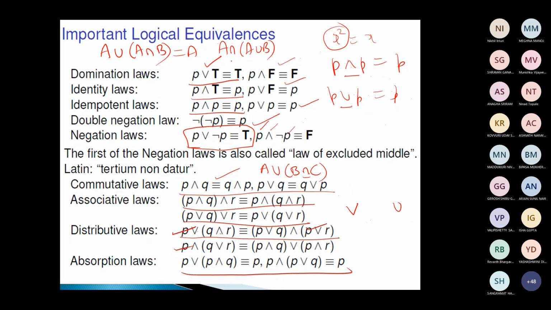Why? Because it's an intersection. A union B is always bigger than A, either equal to or something more than A. Right? So if you find the intersection, whichever is smaller will come, so A will come. So these two laws are called absorption laws. Right? So here you can replace union by OR and intersection by AND. So it's called absorption law.